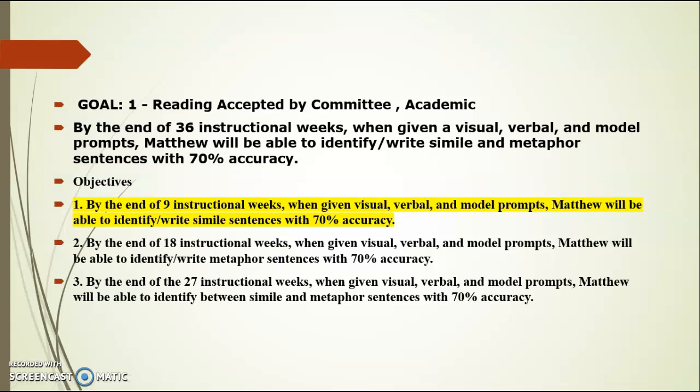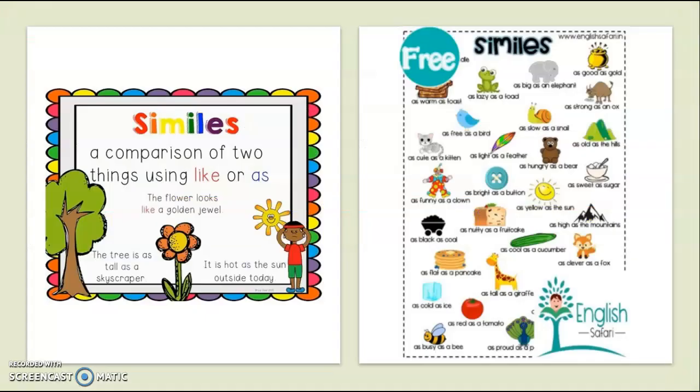So for goal number 1, we're going to continue to talk about identifying and writing simile sentences. And just as a review, we are going to go over what is a simile. Similes are a comparison of two things using the word like or as. And here on our left side, we have 3 examples.